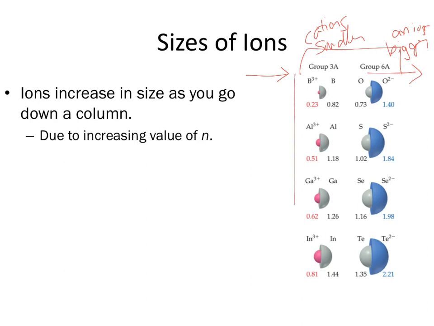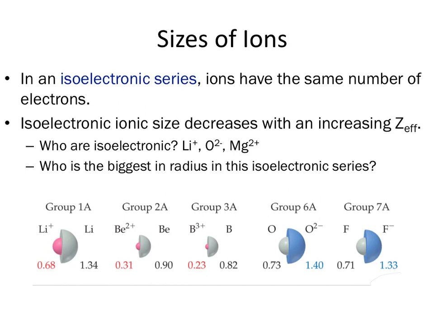All right, now going down, they have the same trend. They increase in size as they go down because, as you guessed it, they have more shells. So they get bigger. Now we're going to talk about this other thing called an isoelectronic series.